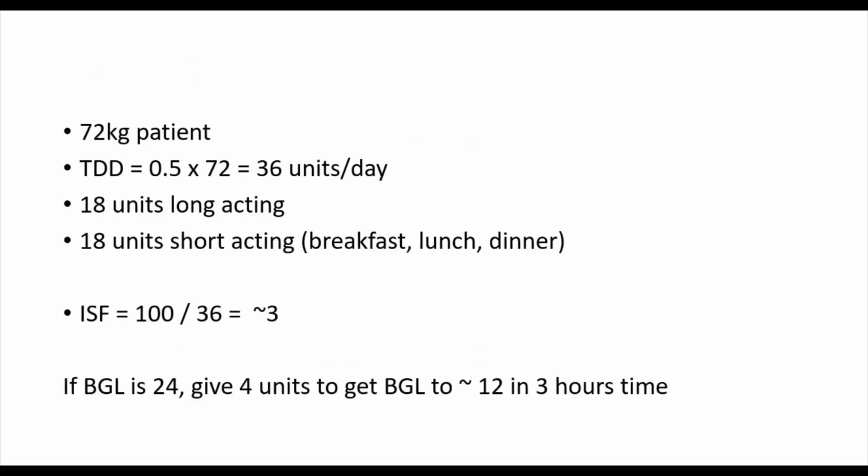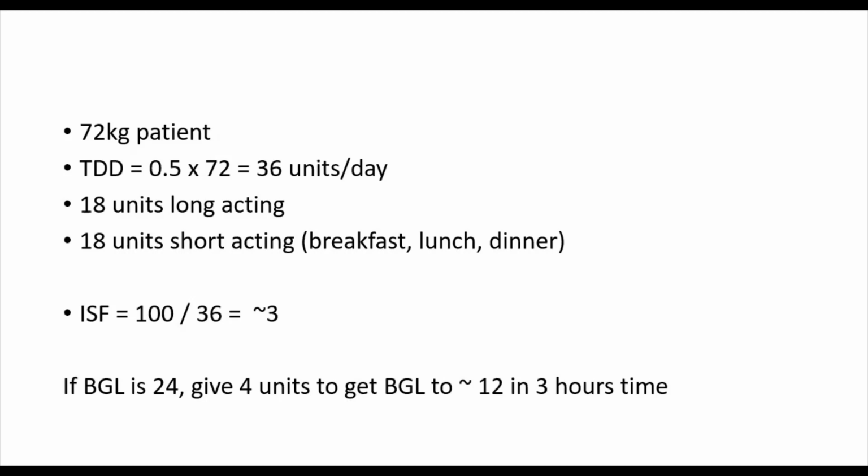So let's go back to the patient that we have transitioned off the insulin infusion with a new diagnosis of type 1 diabetes, who has a weight of 72 kilograms. The total daily dose of insulin for this patient is calculated as 0.5 times 72, which is 36 units per day. This can be split into 18 units long-acting, as 50% of 36 is 18, and 18 units of short-acting, which is the other 50%.